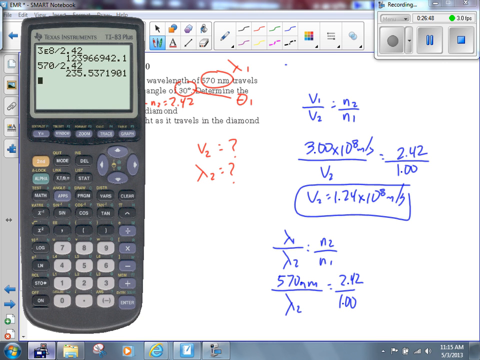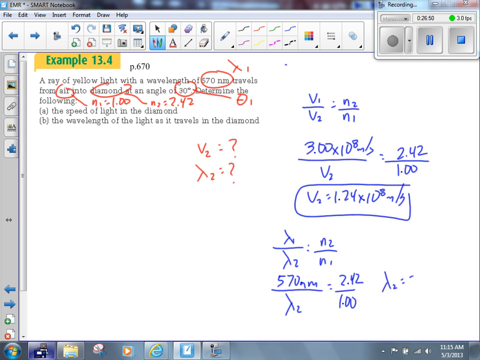236. What are the units for that now? Usually we're in meters, right? But since we didn't convert there from nanometers to meters, it's 236 nanometers.